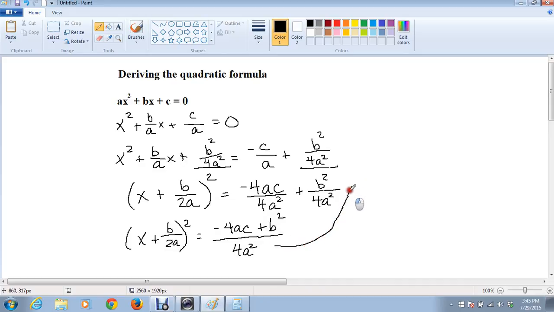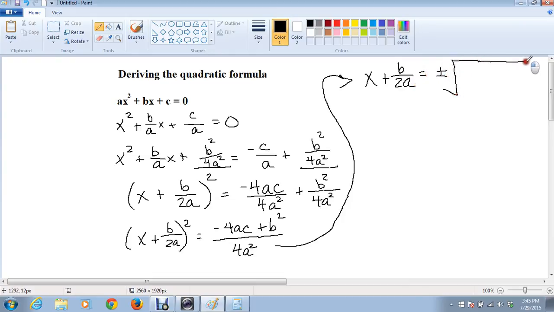Now we're going to take the square root on both sides. So the left side becomes b plus, I'm sorry, that should not be b, that should be x. The left side is x plus b over 2a. The right side is plus or minus the square root of negative 4ac plus b squared over 4a squared. And now we just clean it up a little bit, get x by itself, so we're going to subtract b over 2a on both sides.